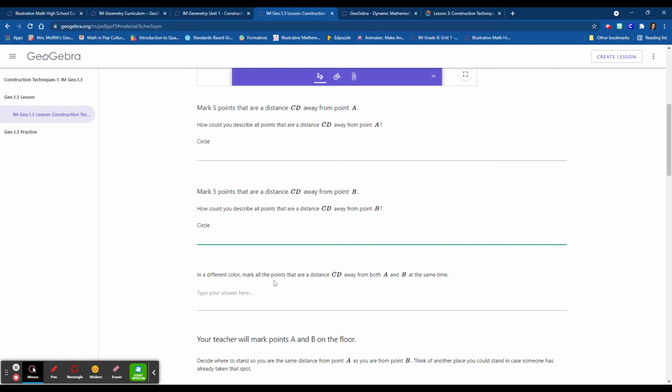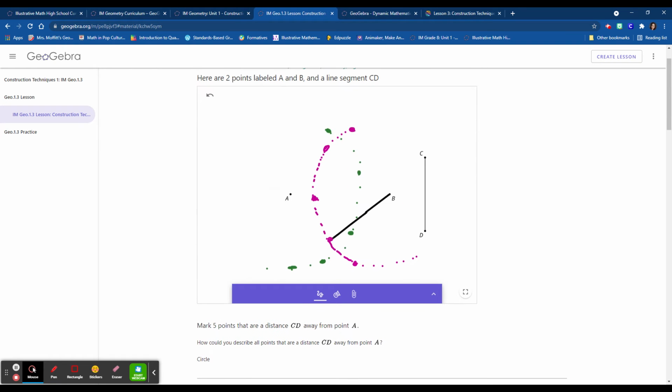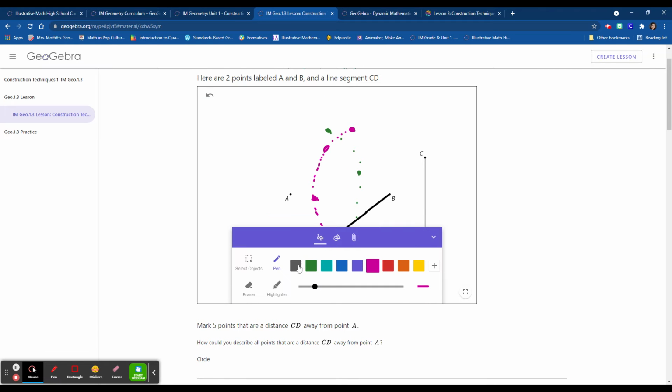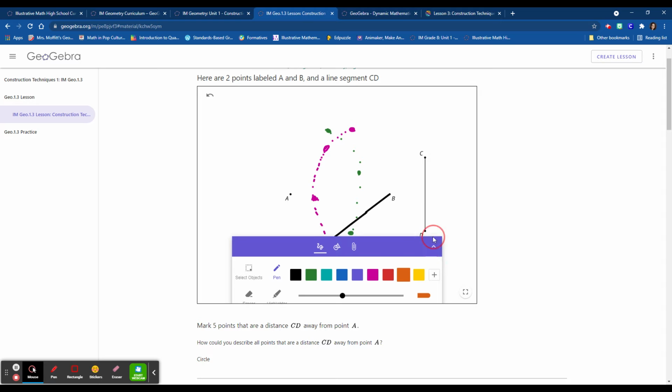Okay, so then in a different color, mark all of the points that are a distance CD away from both A and B at the same time. So if I am using a different color, let's do orange. All right, the points that are the same distance away from A and B at the same time.